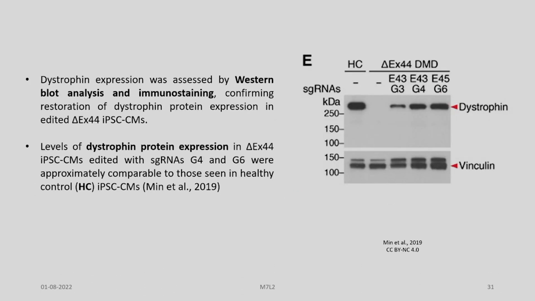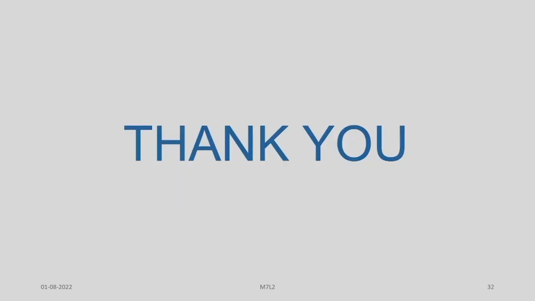In this figure E, you can see the dystrophin expression was analyzed by Western blotting and immunostaining to confirm restoration of dystrophin protein expression in the edited del EX44 iPSC CMs. The levels of dystrophin protein expression in these mutants edited with single guide RNAs G4 and G6 were approximately comparable to those seen in healthy control, as you can see in this gel picture.